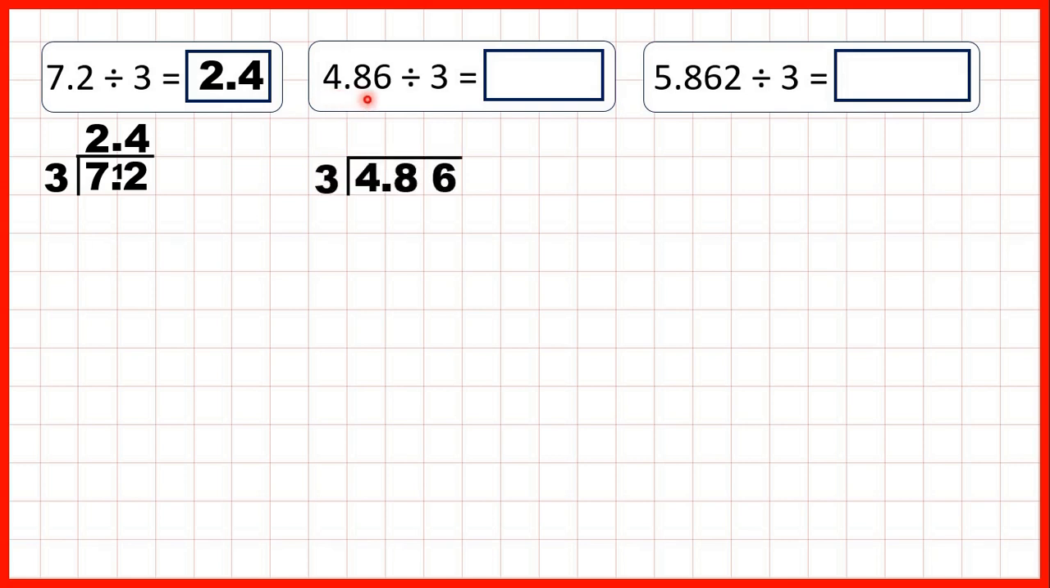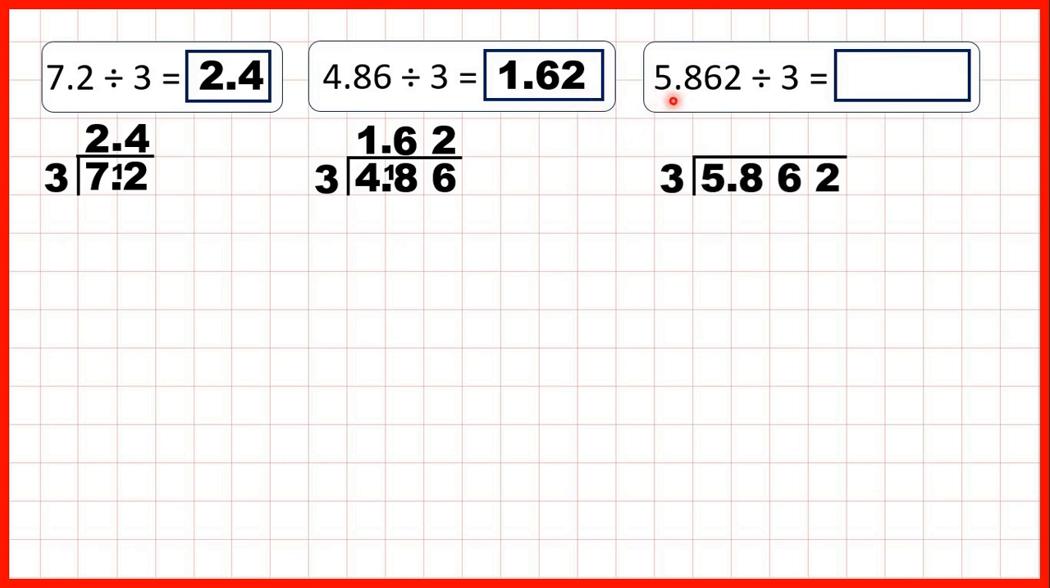Now we have 4.86 divided by 3. Again, we need to copy the decimal point so that it's directly above the decimal point in our dividend. Now we can just use short division. 4 divided by 3 is 1 remainder 1, because 1 times 3 is 3, and we need 1 more to get to 4. 18 divided by 3 is exactly 6 with no remainder, because 6 times 3 is 18. And now 6 divided by 3 is 2, so our answer is 1.62.